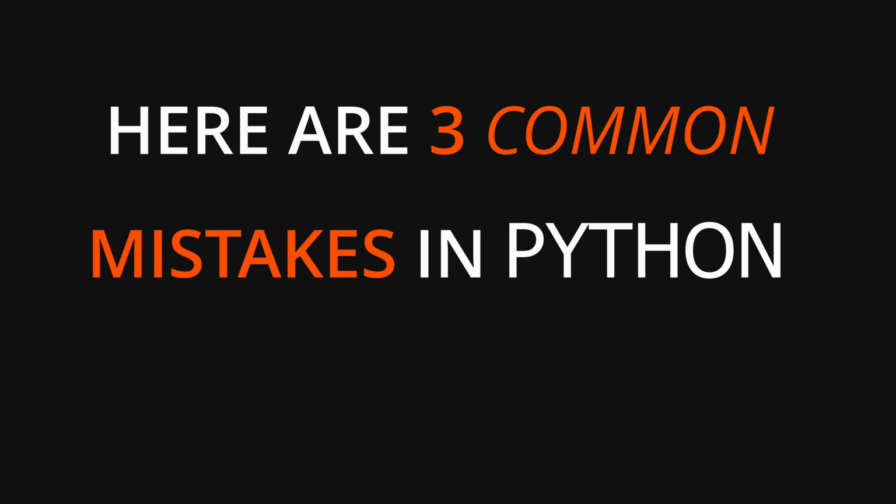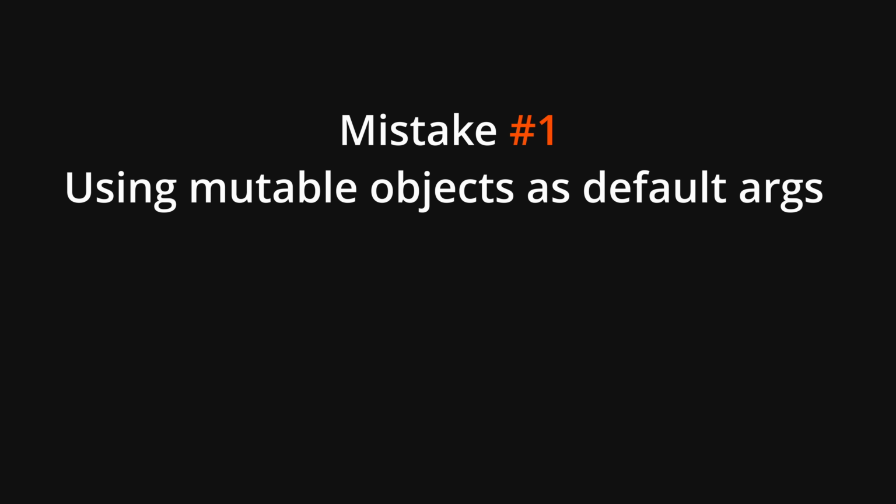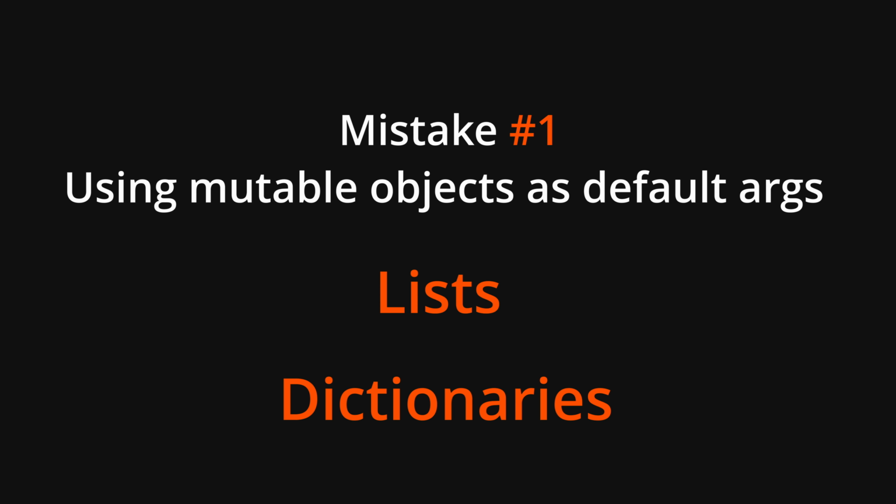Here are 3 common mistakes in Python all devs should avoid. Mistake 1. Using mutable objects as default arguments, especially lists or dictionaries.